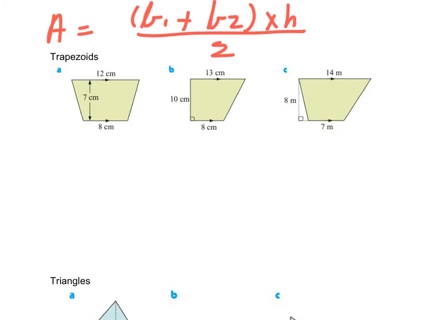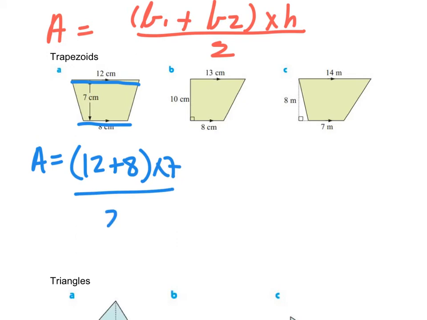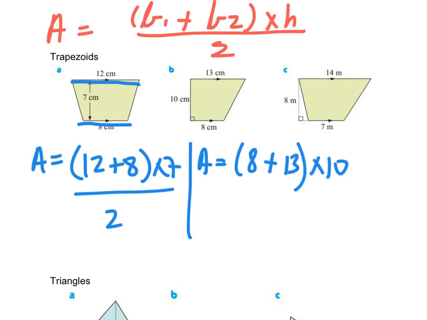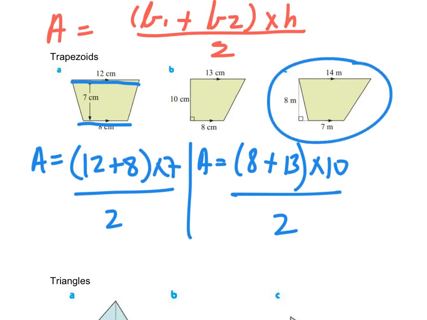In this case, I'm not going to actually solve it. You can work it out yourself. So the area equals base 1 and base 2. Remember, the bases are the parallel sides, so this is parallel to this. It's going to be 12 plus 8 times 7 divided by 2. This one here, 8 and 13, so 8 plus 13 times 10 divided by 2. I'm not going to do the last one, you can do it yourself, but in this case 8 is the height.